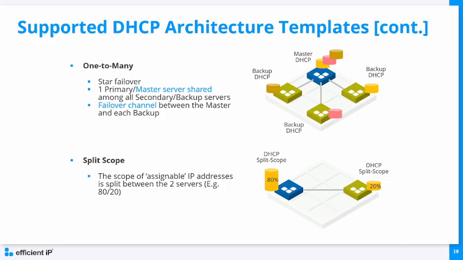See? So maybe the range of IP addresses from 1 to 200 will be offered by DHCP1, and the range from 201 to 254 will be offered by DHCP server 2. Standalone, independent, they just offer two different ranges of IP from the same subnet to different clients.